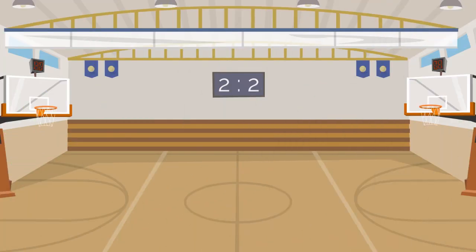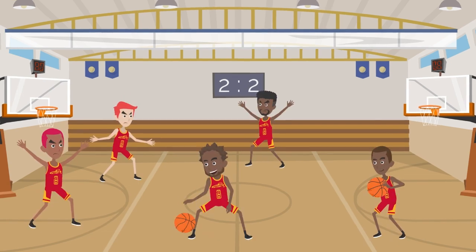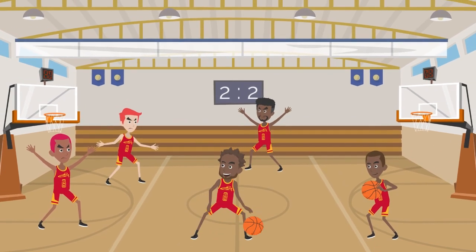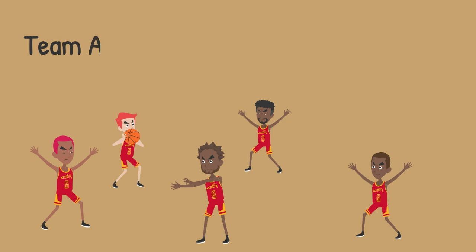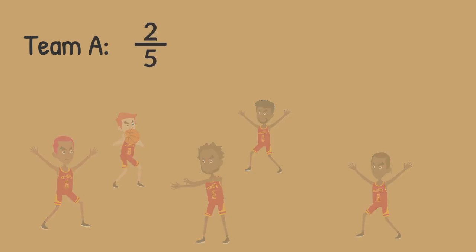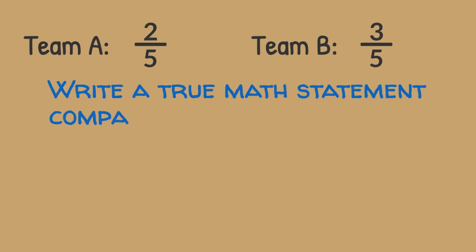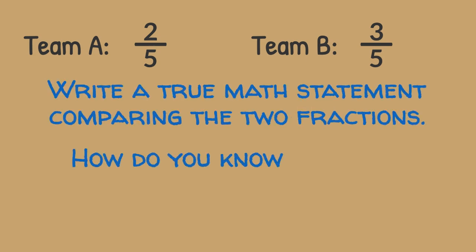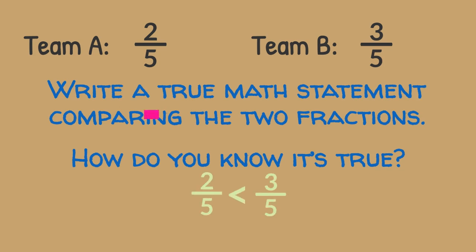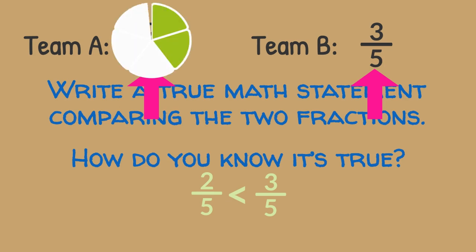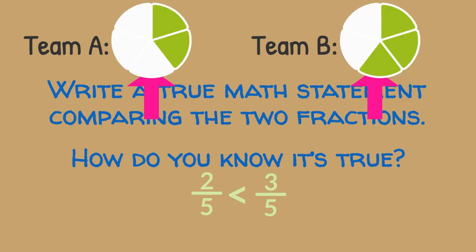Try this one. During regulation basketball, each team has 5 players on the court at a time. One team has 2/5 of its players with red hair on the court, while the other team has 3/5 with red hair. Write a true math statement comparing the 2 fractions. How do you know it's true? 2/5 is less than 3/5. As the fractions have the same denominator, the parts are the same size. 2 is less than 3.